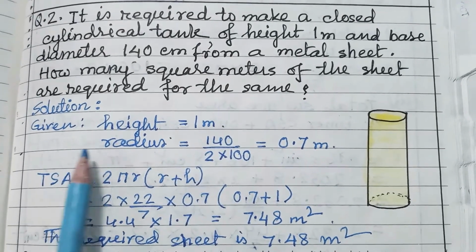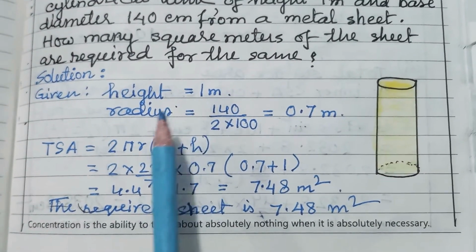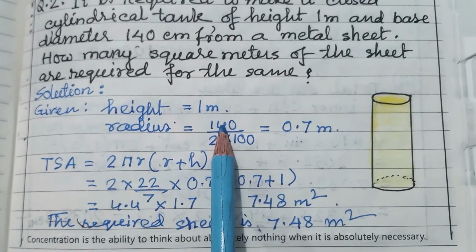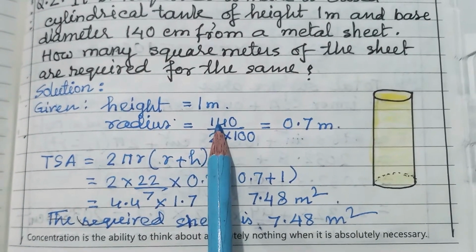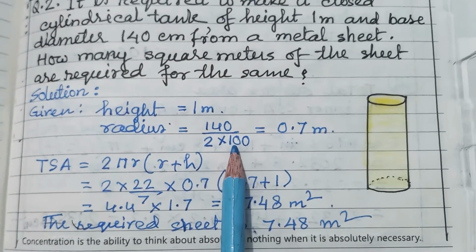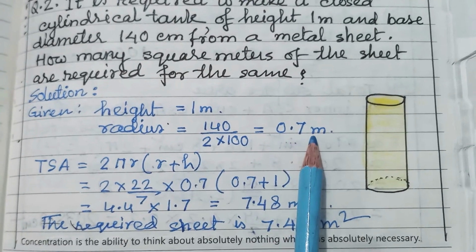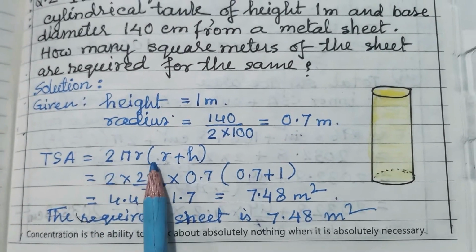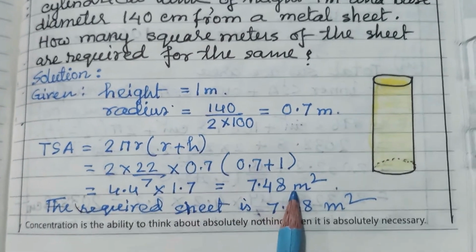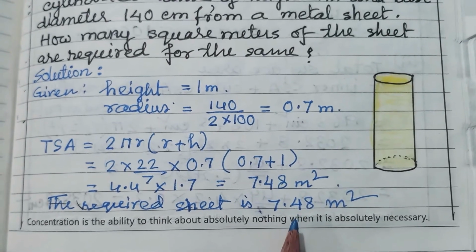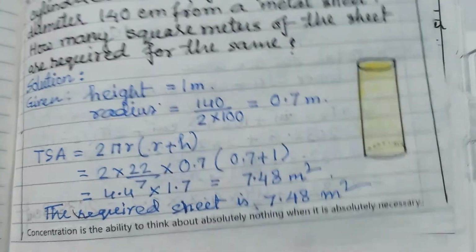Okay, so it is the solution. Height is 1 meter. The diameter has to be changed into radius, so it is divided by 2, and to change into meter, divided by 100. So it is 0.7 meter. It is the radius. Now the TSA formula is 2πr(r + h). Now substitute the value. It is coming 7.48 meter square.